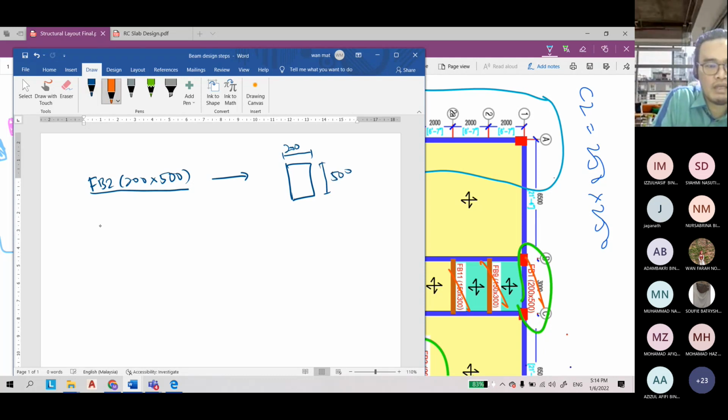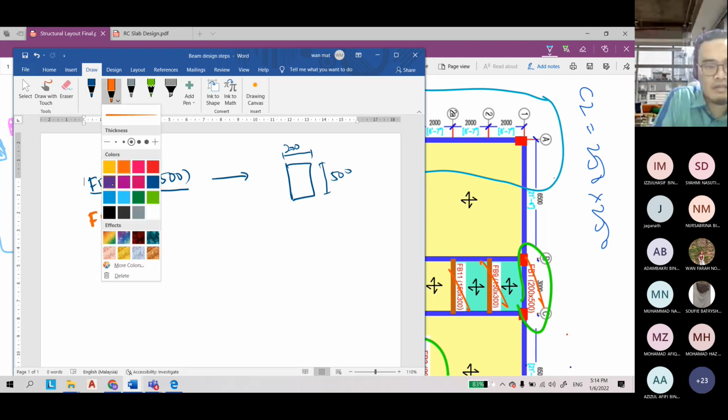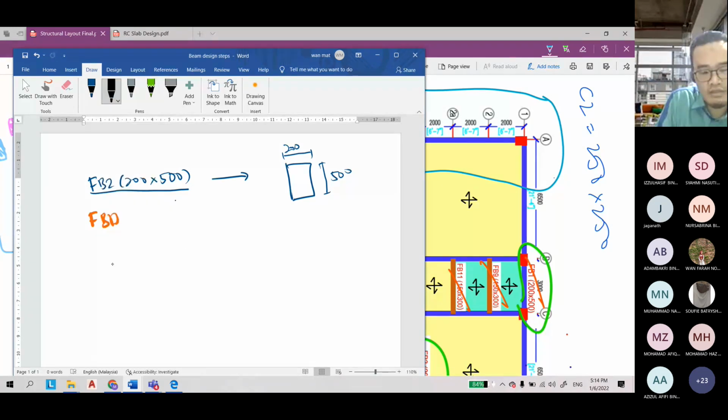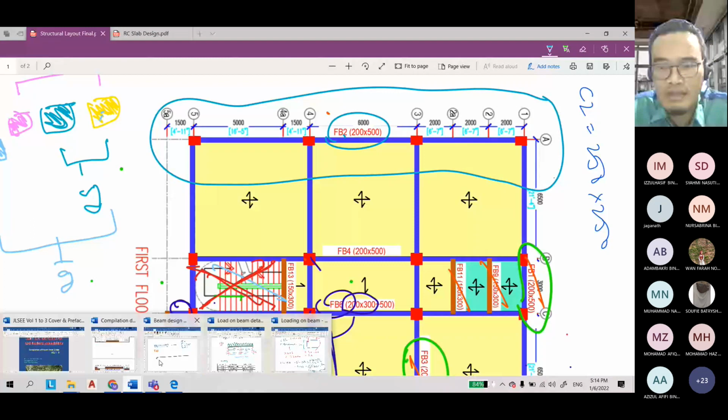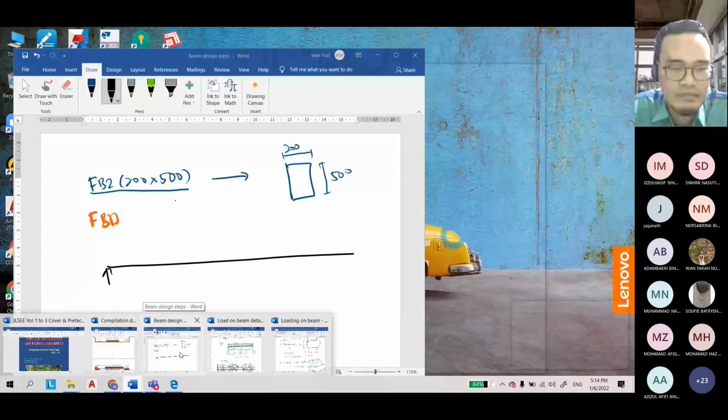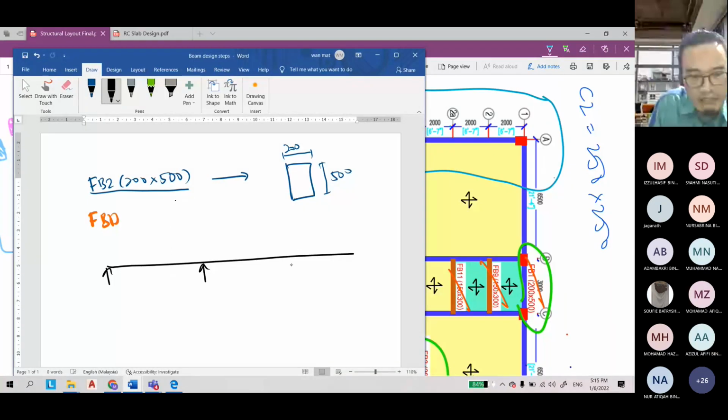And then the free body diagram is like this one. Okay, this is your free body diagram. The distances are 6.5, 6, and 6 meters. So here is your free body diagram.